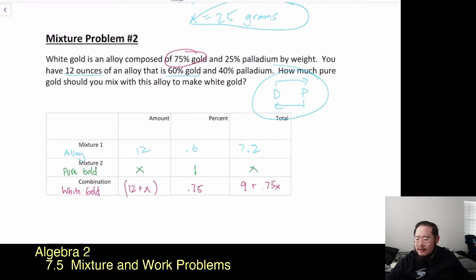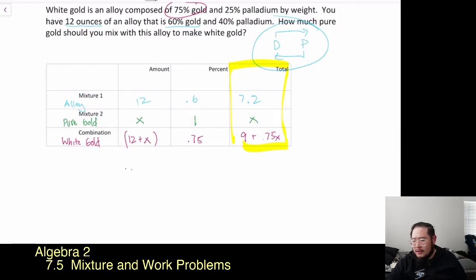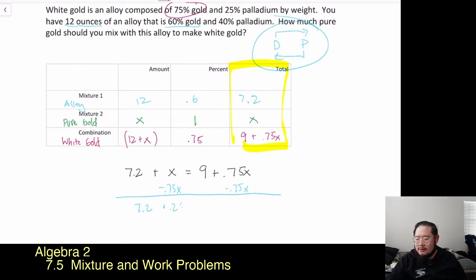The last thing is we take this last column, take the totals, and combine them to get our answer. Mixture 1, or alloy, plus the pure gold, which is unknown, is equal to 9 plus 0.75x. We'll solve for x. I'll subtract 0.75x from both sides, and so I've got 7.2 plus 0.25x is equal to 9. Then let's subtract 7.2 from both sides. 9 minus 7.2 is 1.8. At the end, we divide both sides by 0.25.